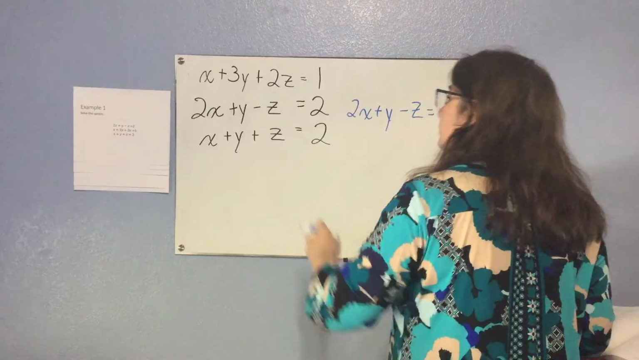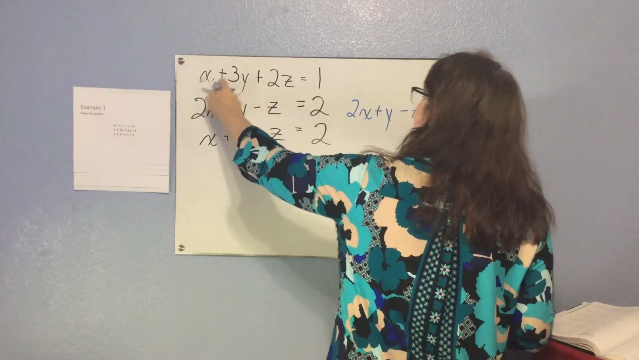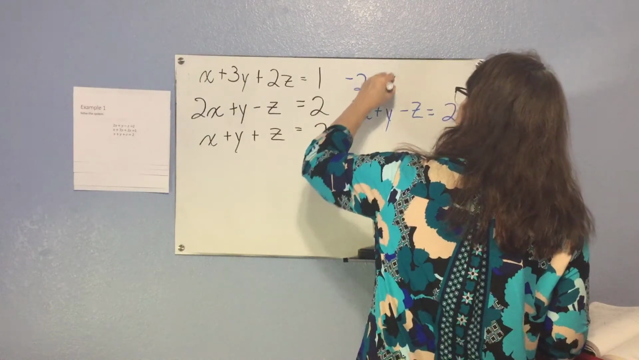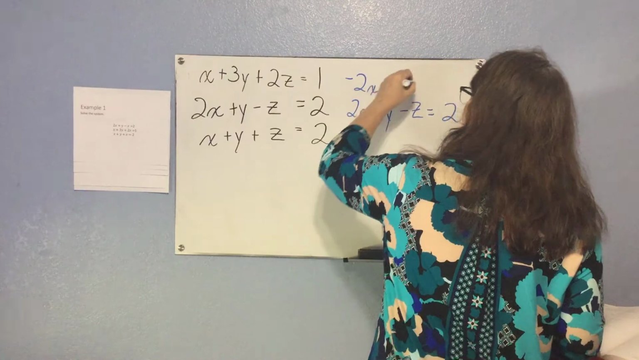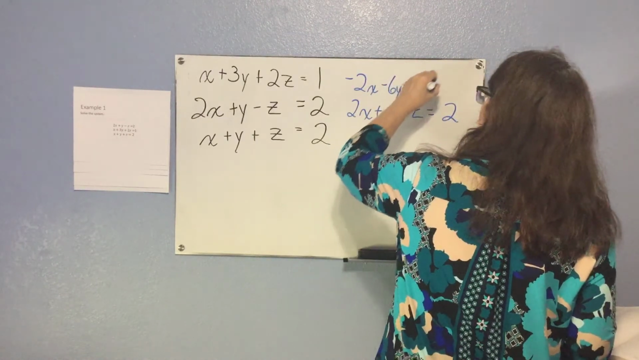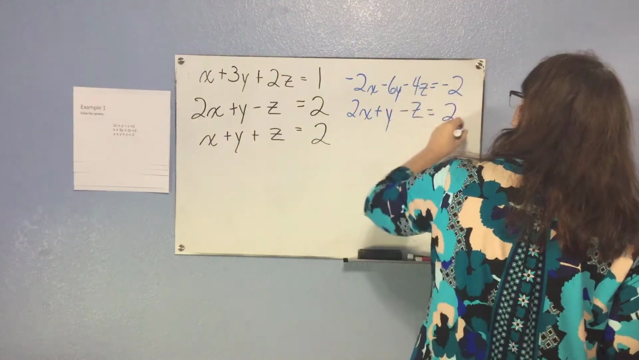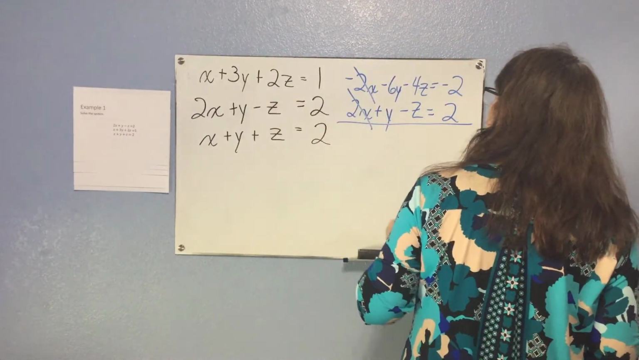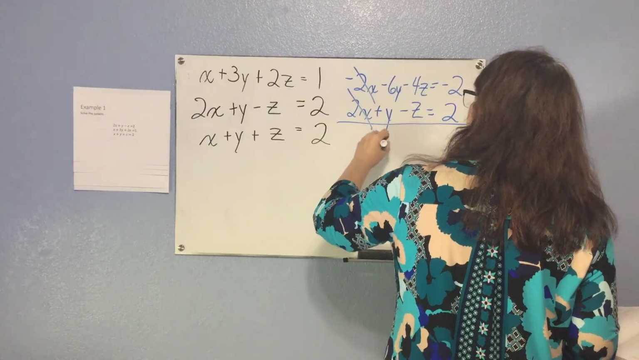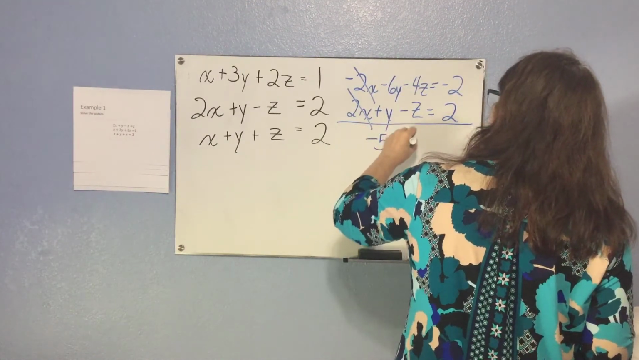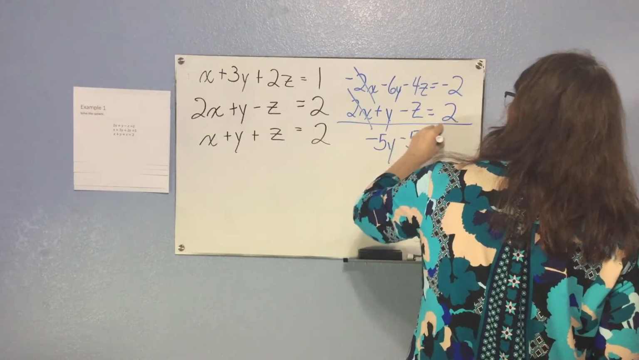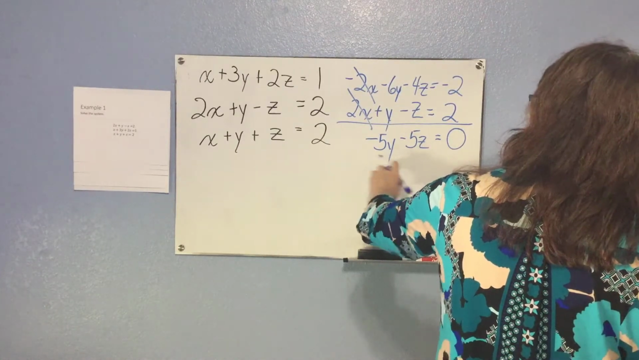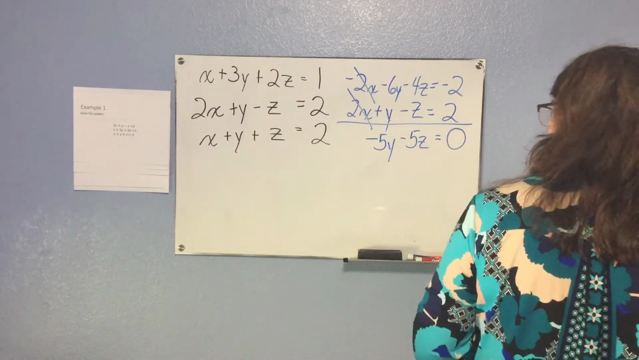And I'm going to multiply my first equation by negative 2. So I've got negative 2x minus 6y minus 4z equals negative 2. And when I add those together, the x terms cancel each other out. I have negative 5y minus 5z equals 0.